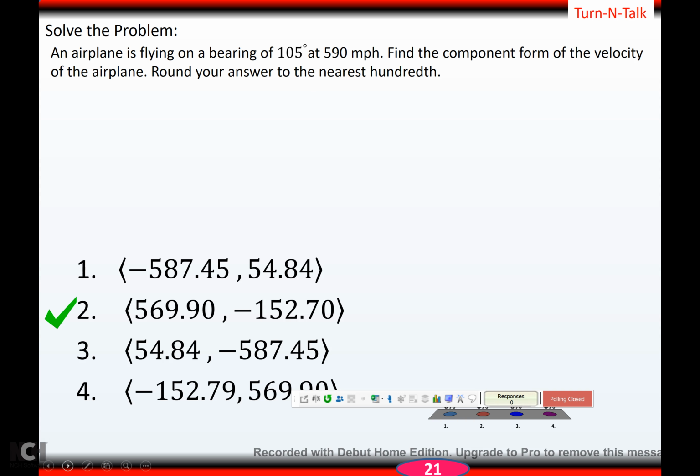So it says an airplane is flying on a bearing of 105 degrees, when you measure from north. So from here to here would be 90, so 105 would be this way. This would be 105 degrees. However, we measure from zero. So our direction angle, this is the bearing. Again, your bearing is from north.